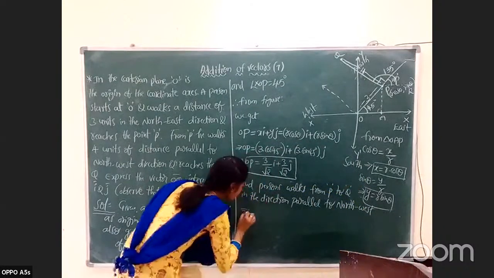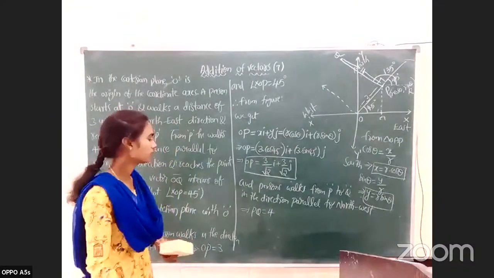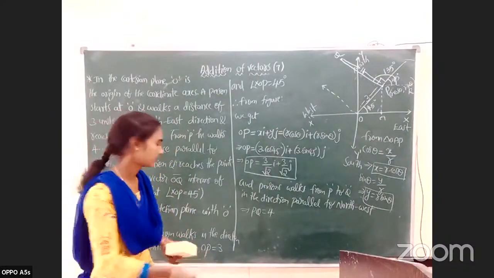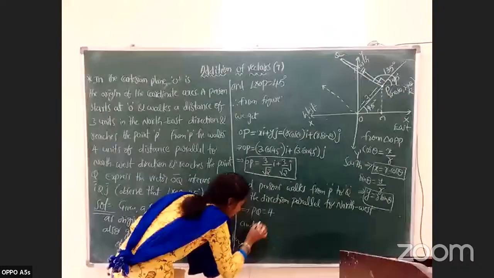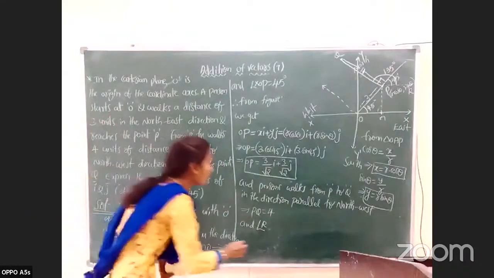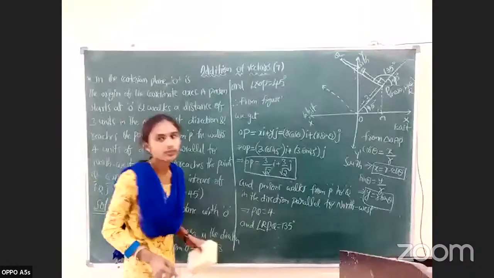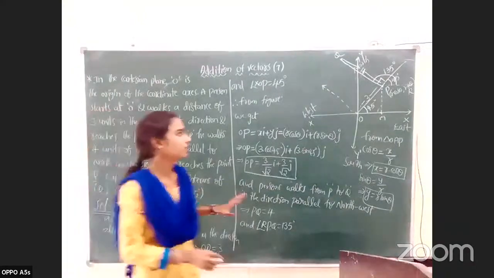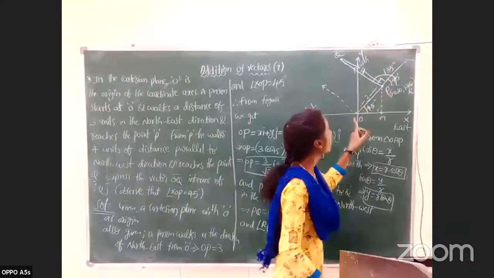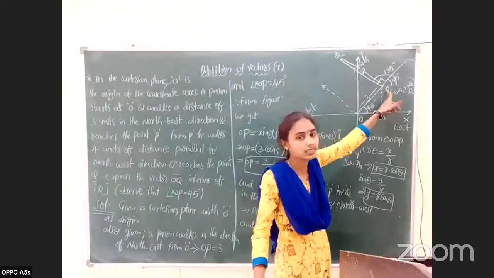That implies the distance between PQ will become what? 4 units. The distance between PQ is 4 units. And the angle RPQ will become 135 degrees. See, this is just simple, like when the coordinate system is shifted to this system.